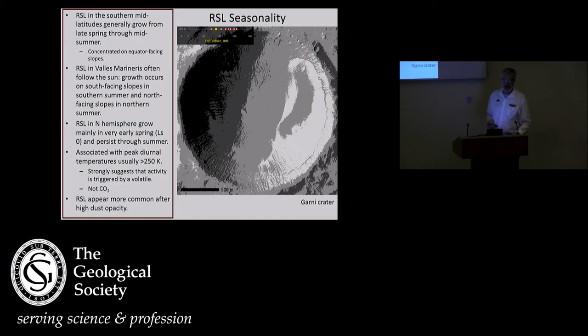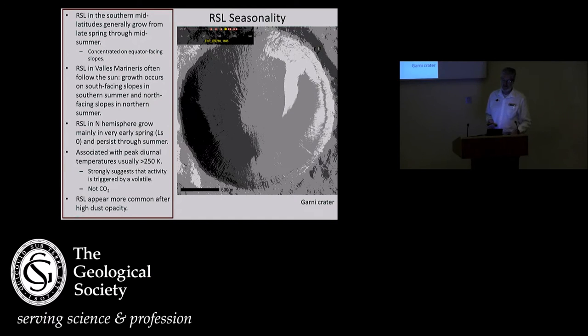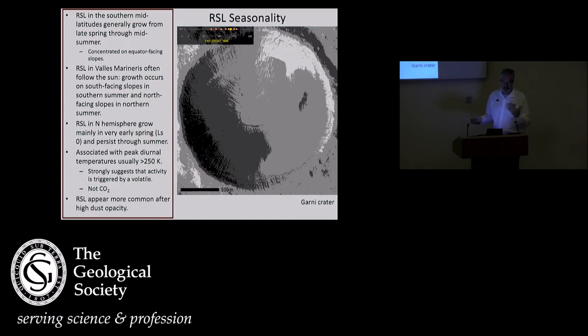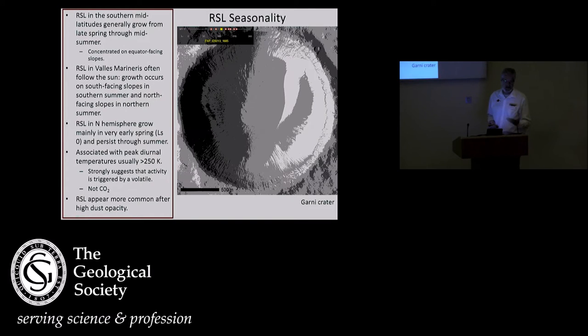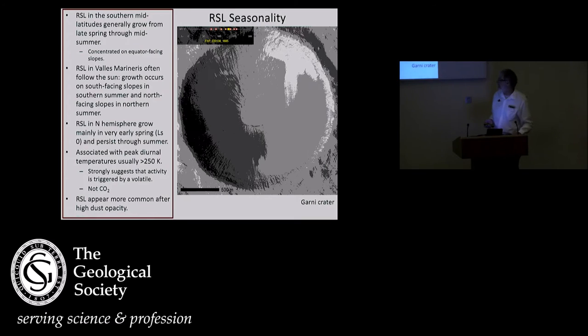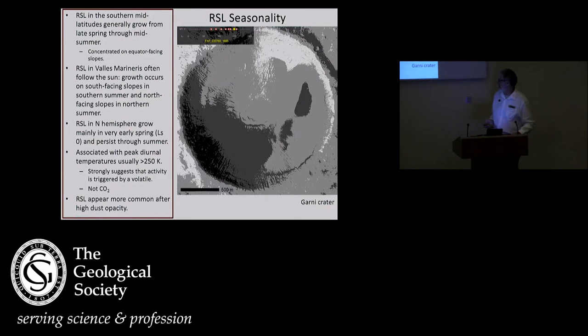The high dust opacity makes for cooler daytime temperatures and warmer nighttime temperatures. And we don't have a good understanding of what's happening to relative humidity in the atmosphere during dusty periods because it hides it from orbital view.